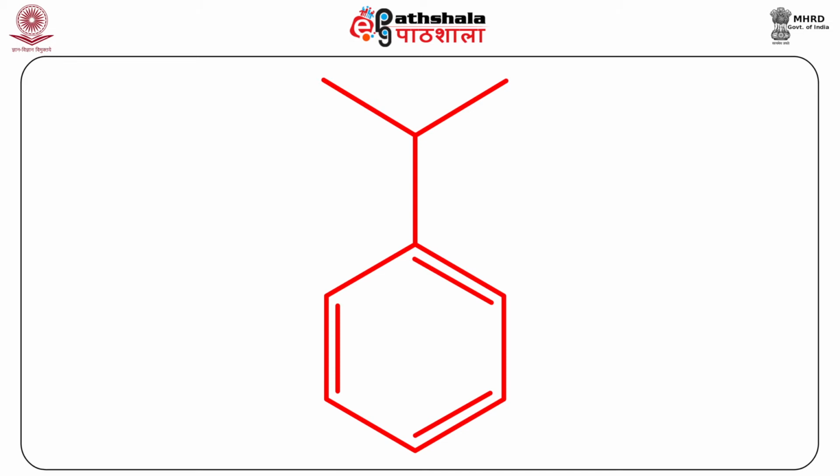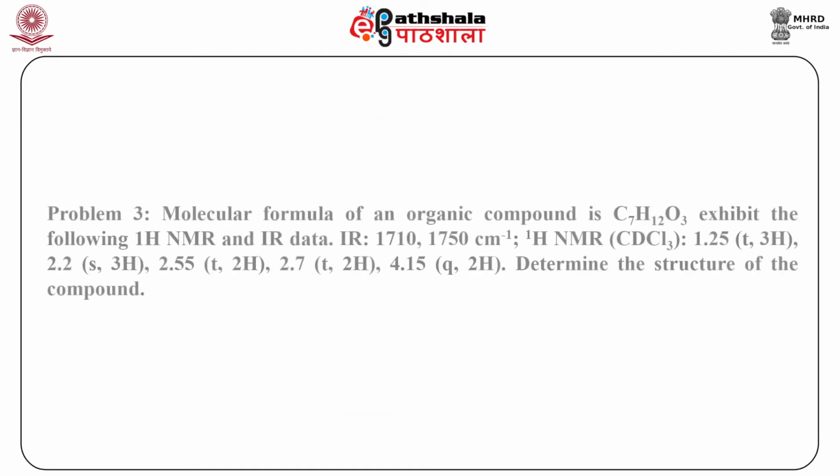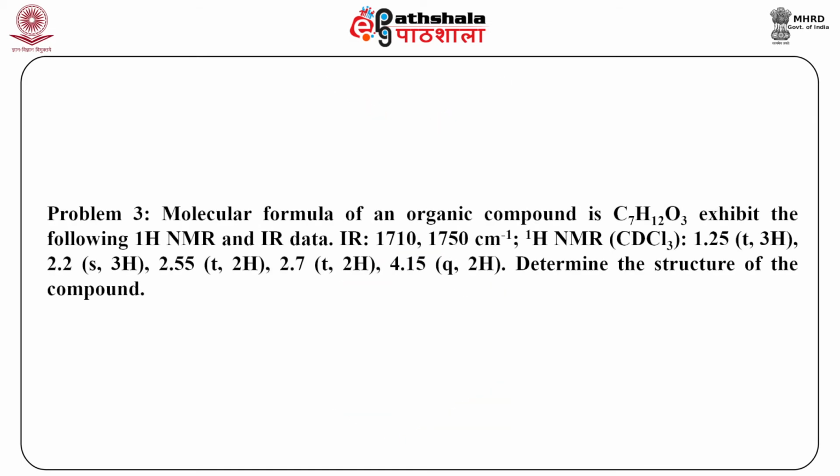Let us now move to another problem, problem number 3. The molecular formula of an organic compound is C7H12O3, which exhibits the proton NMR and IR data as follows. The IR data is 1710 cm⁻¹ and 1750 cm⁻¹. They have given only 2 peaks to you, students.